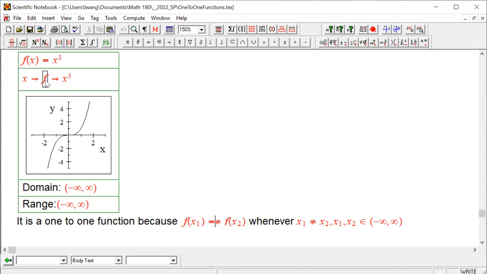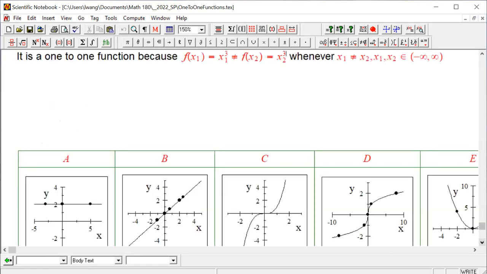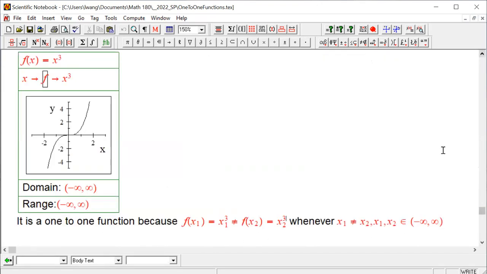And that is equal to x sub 1 to the power 3, and this is x sub 2 to the power 3. There are actually different versions you can say this. You can actually remove these two. You can say it that way.